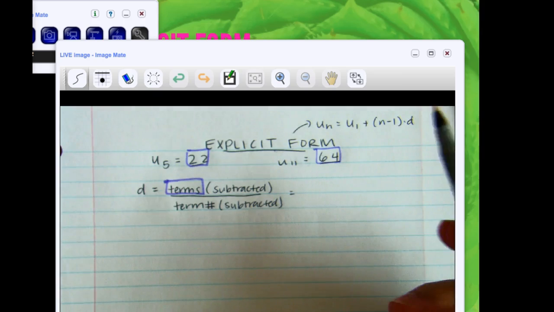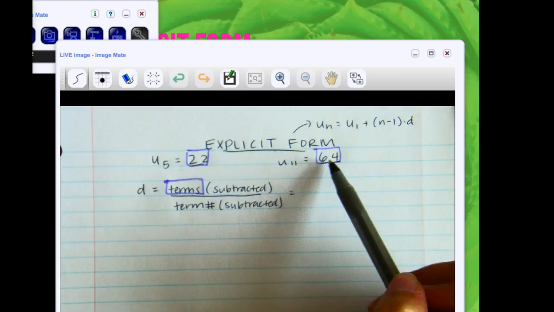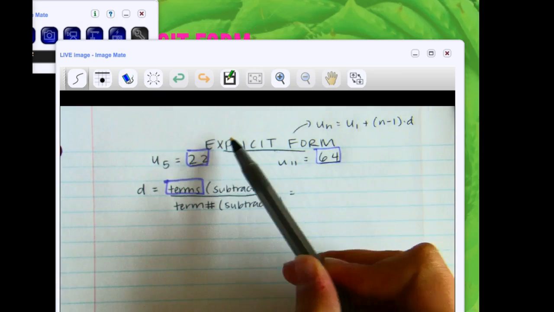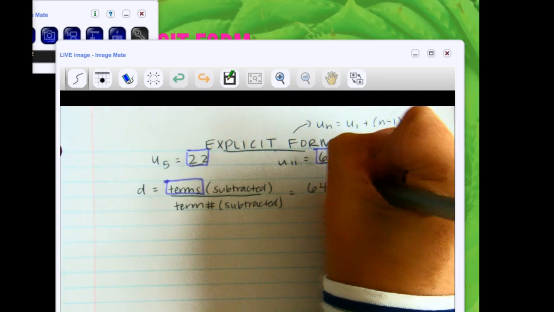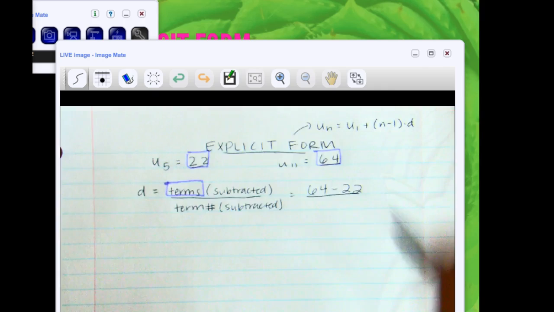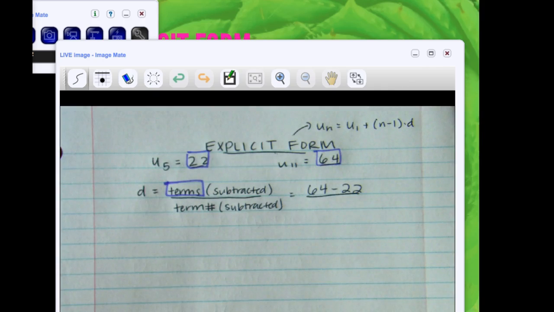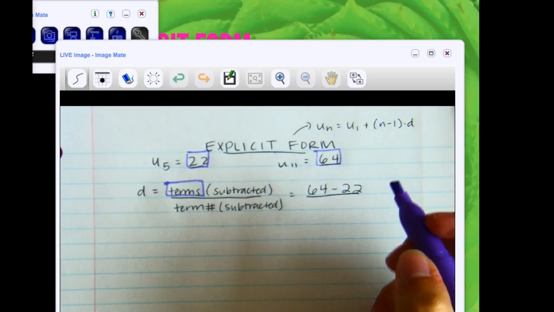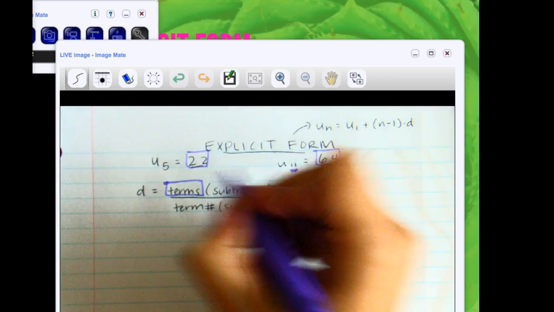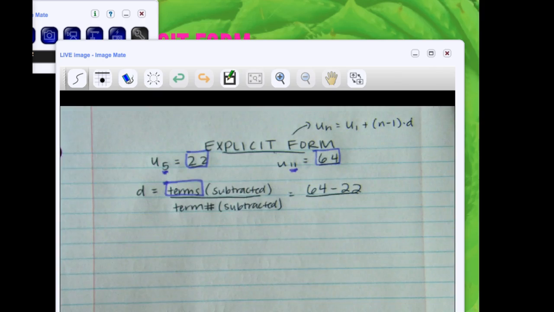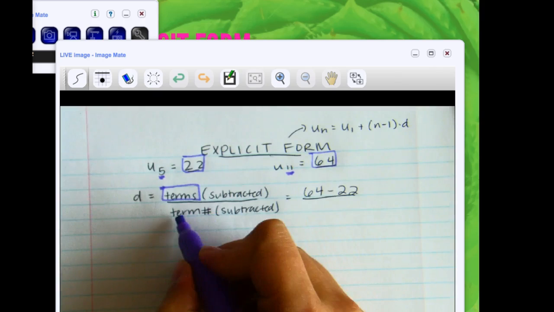I'm just going to try to keep this positive because I don't really want to deal with the negative. So I'm going to subtract the smaller number from the larger number. So I'll have 64 minus 22 in my numerator. Then in my denominator, I'm going to subtract the term numbers in the same order. So my term numbers are my smaller subscripts, so 11 and 5.